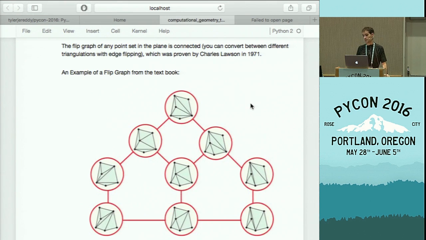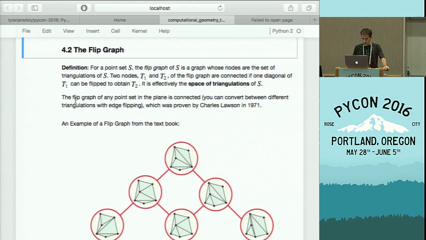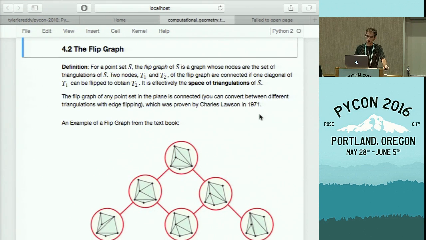Many of the computational geometry algorithms that calculate triangulations with special properties depend on the ability to move through the flip graph. So you can progressively flip edges until certain properties of your data set are met. It was actually proven in 1971, so really not that long ago, that you could traverse the flip graph algorithmically from any triangulation to another.